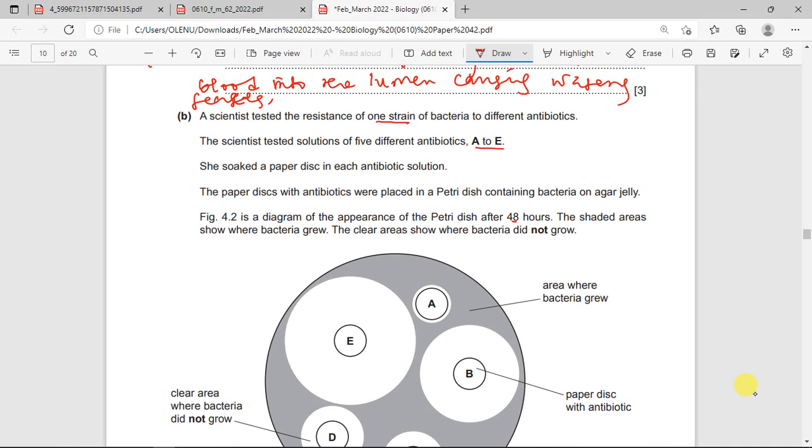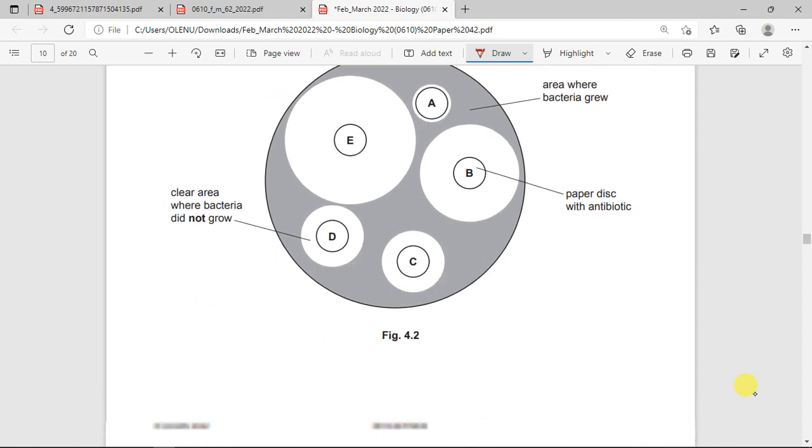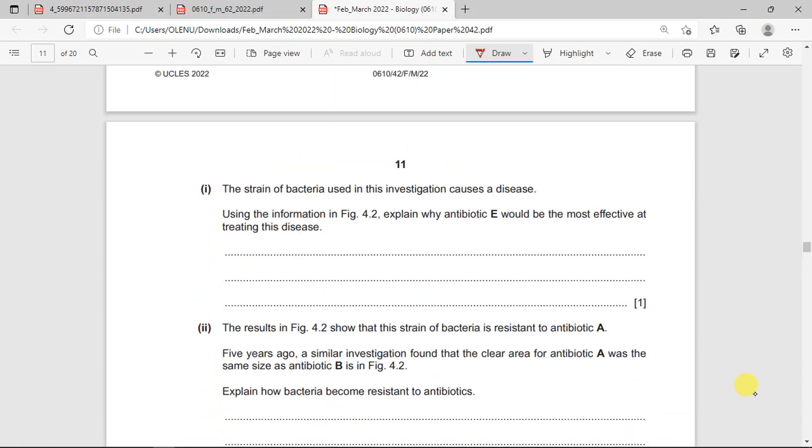Now, the shaded areas show where bacteria grow, while the clear areas show where bacteria did not grow. So all this shaded part is where bacteria grow, and this clear part is where bacteria did not grow. And this is the paper discs with antibiotics. So the first question here is, the strain of bacteria used in this investigation causes a disease. Now, using the information in figure 4.2, explain why antibiotic E would be the most effective at treating this disease.